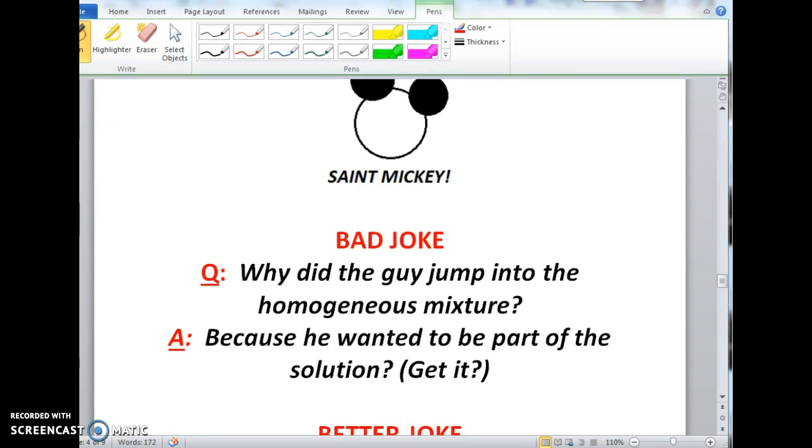Question: why did the guy jump into the homogeneous mixture? Because he wanted to be part of the solution. Get it? My terrible way of remembering that a solution is the same thing as a homogeneous mixture.